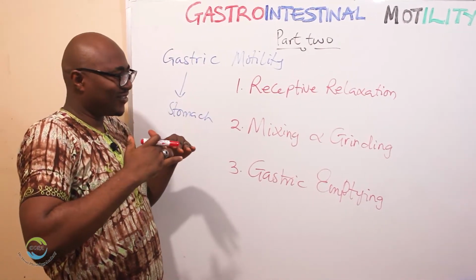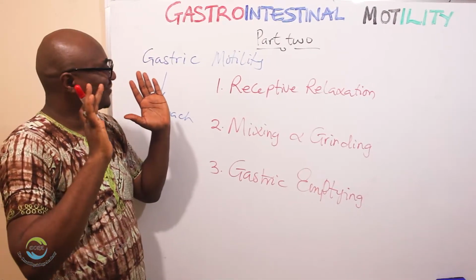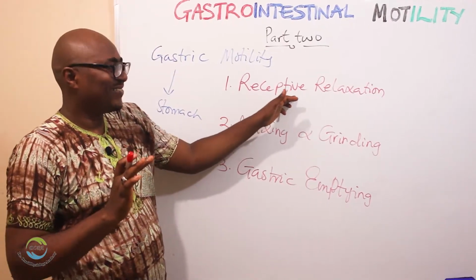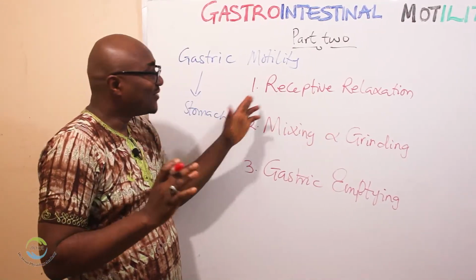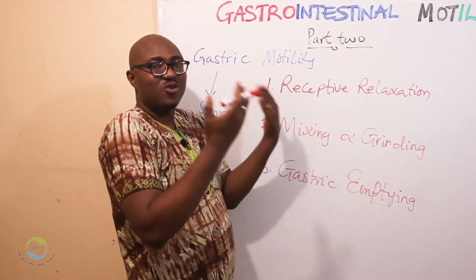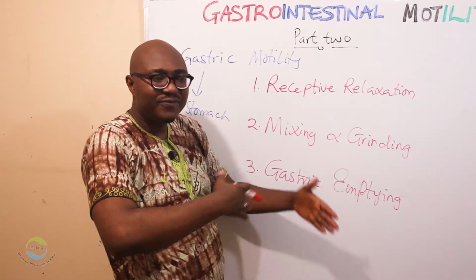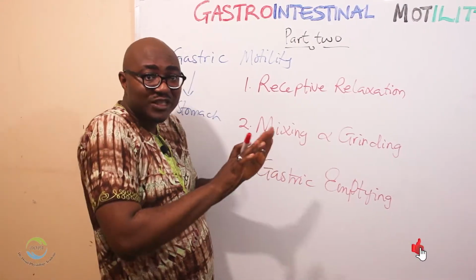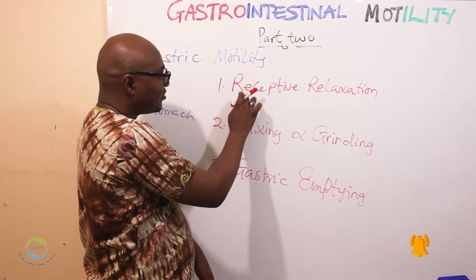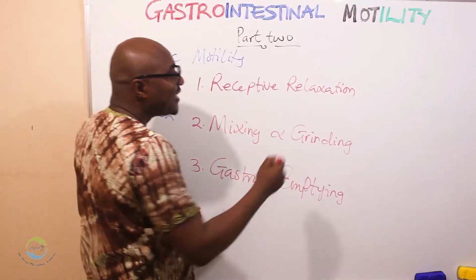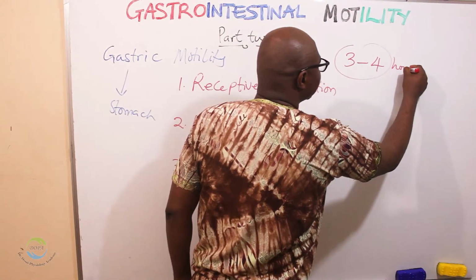Receptive relaxation is just talking about the fact that as the bolus of food comes from the lower part of the esophagus, now entering the stomach, what does the stomach do? It welcomes the bolus of food. Receptionist, receptive, use that to remember it. A receptionist welcomes people. So this receptive relaxation is a way of welcoming the food. And it does that by relaxing so that the food can easily enter and find space to be stored. Because everything about this gastric motility, from receptive relaxation to gastric emptying, takes about 3 to 4 hours. 3 to 4 hours. Okay?